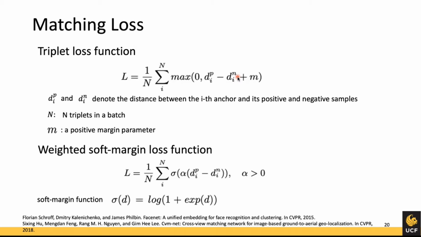So for the positive pair, the distance is not very small. So we have to penalize these kinds of examples to be able to learn a better feature representation. There's also some improvement based on the triplet loss function, for example, this weighted soft margin loss.